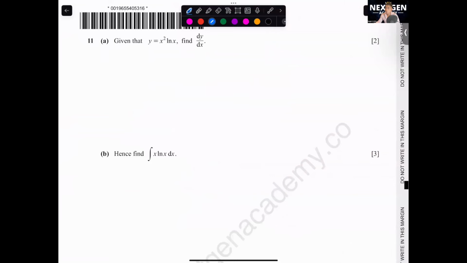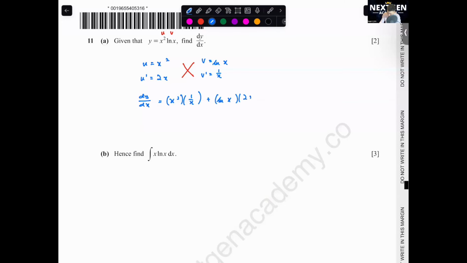Given that y equals x squared ln x, find dy over dx. This one is just a product rule. So u, v, u is x squared, v is ln x, u prime 2x, v prime 1 over x. Okay, so I'm going to find dy over dx, uv prime plus vu prime. Okay, ln x times 2x. We will get here x plus 2x ln x.